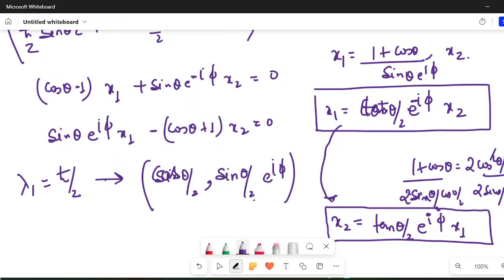Okay, so this is how your eigenvector would look like. For h cut by 2, your eigenvector would be (cos theta by 2, sin theta by 2 e^(iφ)).